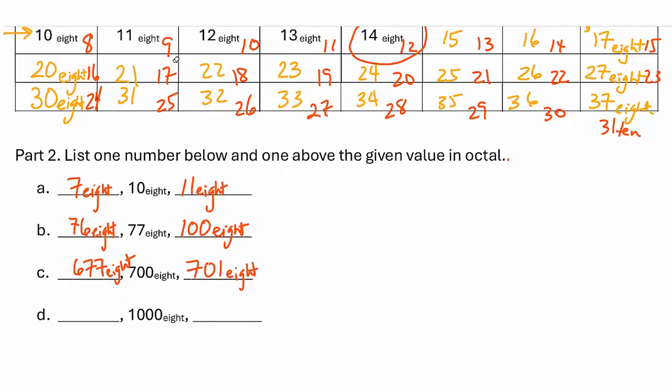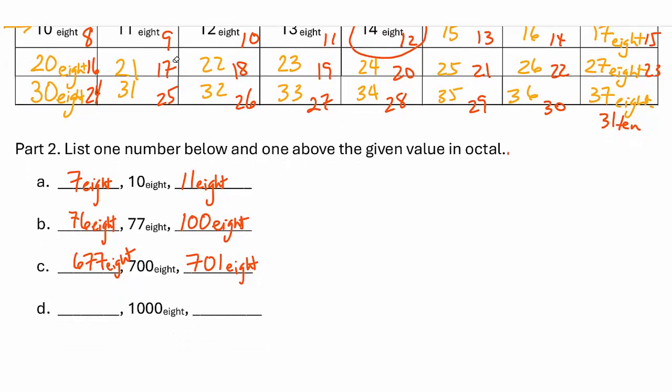All right, now let's look at 1, 0, 0, 0 in base 8. Make a comparison in your mind to base 10, because that's what you're familiar with. You know 999 would come before it because 1000 is the first 4-digit number. We have to go back to a 3-digit number.